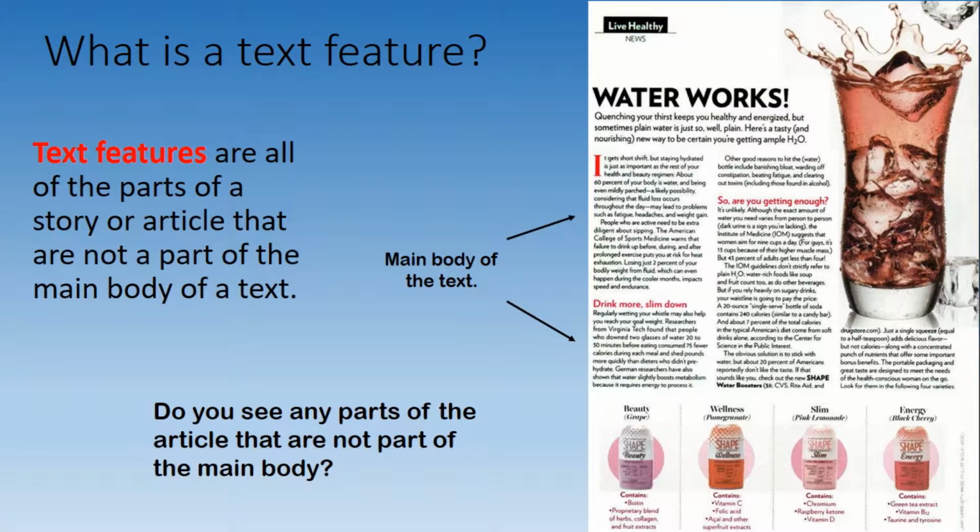So first we need to talk about what is a text feature. Text features are all the parts of the story or article, in this case it's going to be articles, that are not part of the main body of a text. Okay, so as you can see we have arrows pointing here to the main body of the text. Anything that is in this text size we know is our main body of the text.